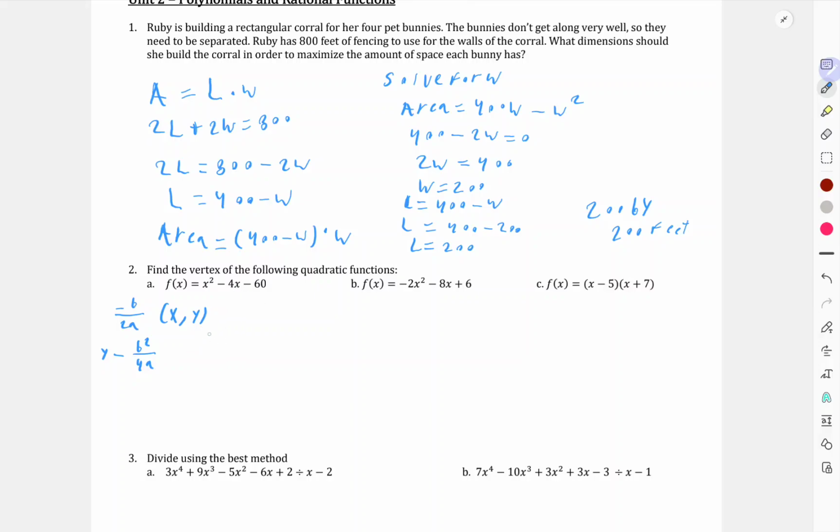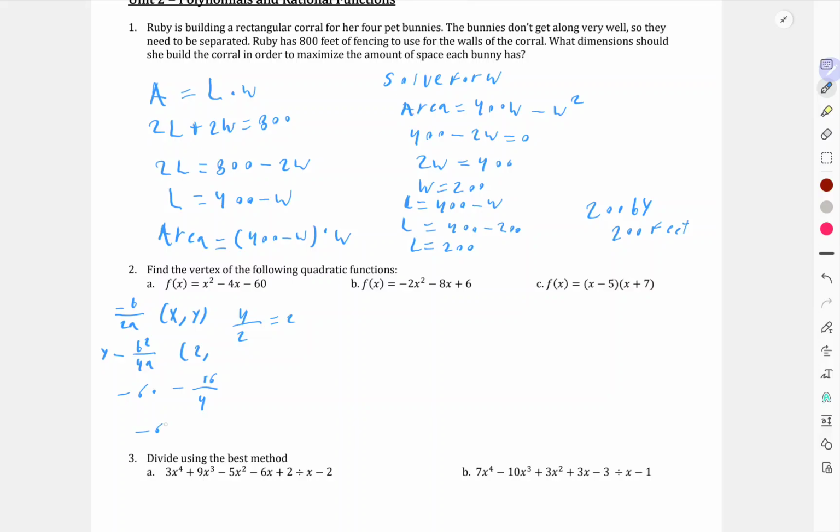Now let's apply that to this question. Negative 4. Negative times negative is positive. So we have 4 over 2. And that's just 2. So our first coordinate is 2. And let's go to the next one. Negative 60 plugged in. We're just going to plug it in for now because it's too complicated. We have 16 over 4. Now 16 over 4, that's just 4.